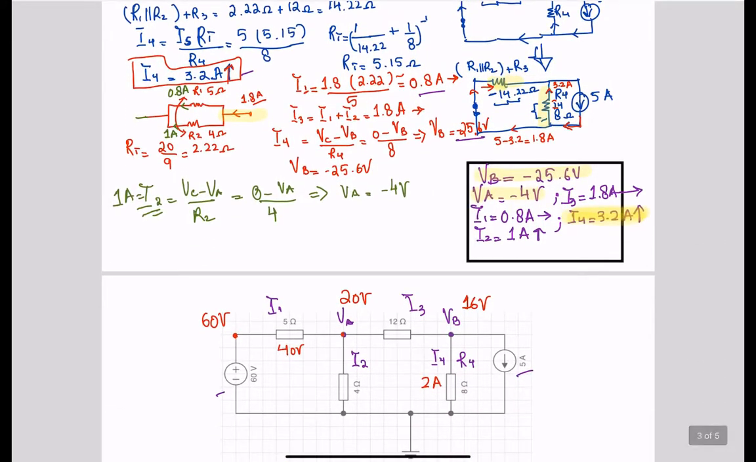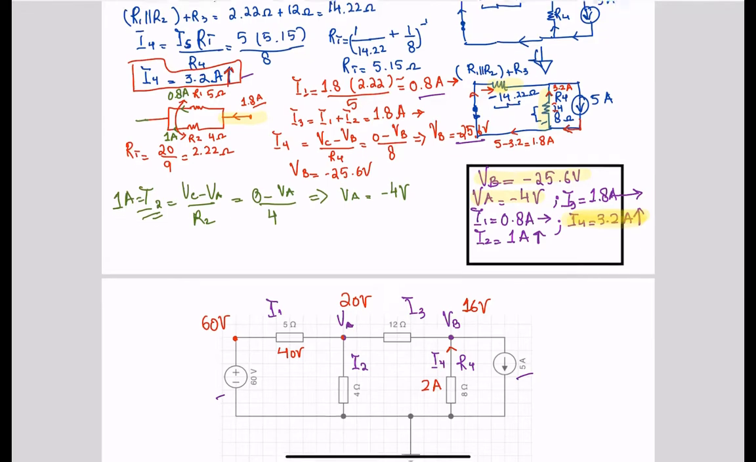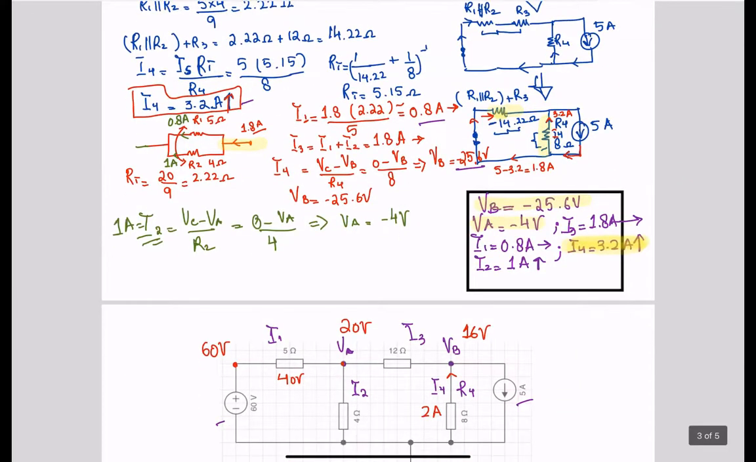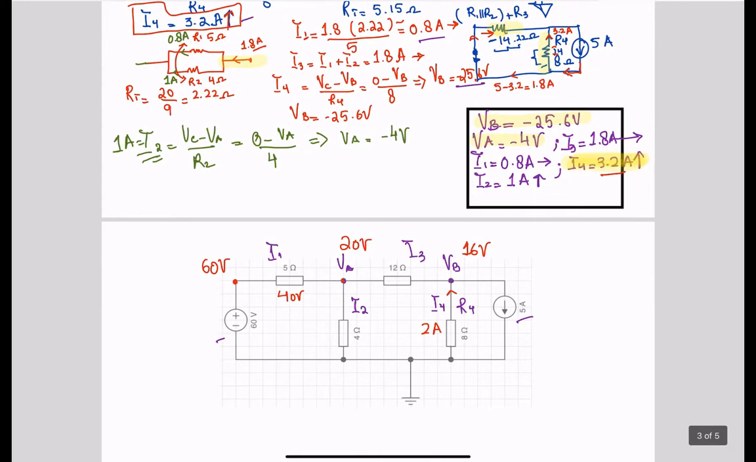Now, if I look at I4 over here, I4 is 3.2 acting in the upward direction, and then I4 over here is 1.2 acting in the downward direction. Obviously, there's more pressure over here in the upward direction, so the direction of the current would be like this, and 3.2 minus 1.2 gives you 2 amps. So if you have 5 amps here, 2 amps goes in here, which means 3 amps will go in this direction.